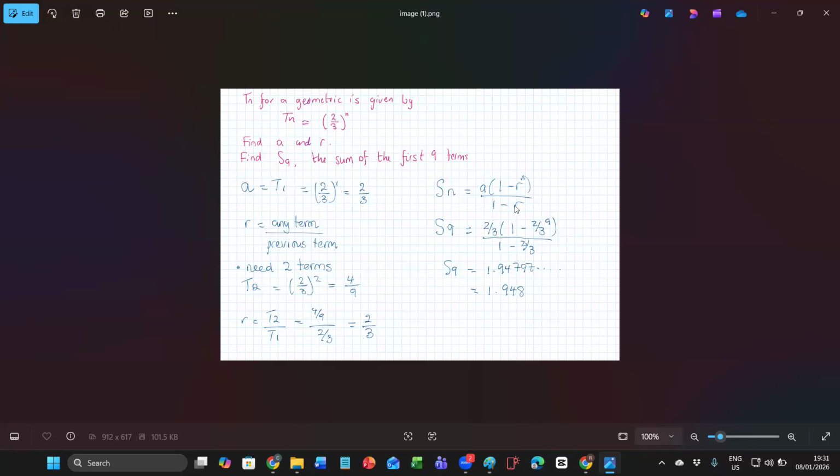Okay. Now, do you know what will happen if you don't flip it like that? When you have a common ratio that is bigger than 1, do you know what will happen?